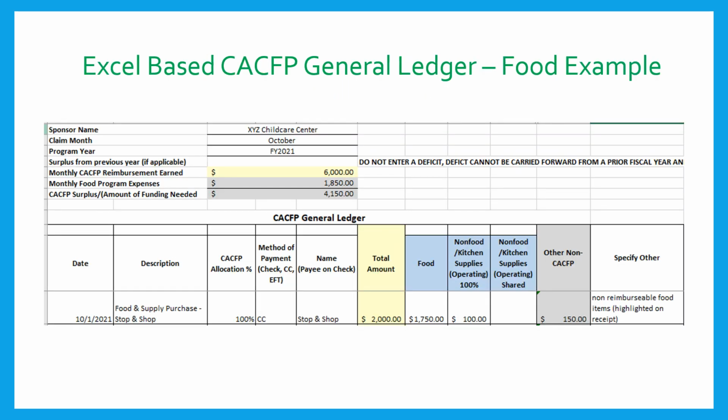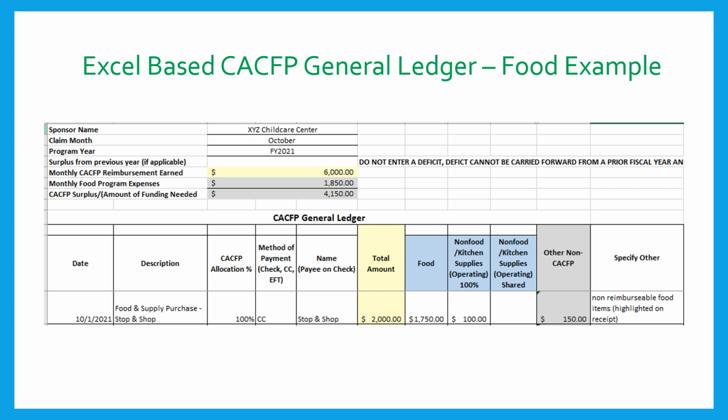On this slide, we have an example of how to enter in a food and non-food supply purchase. Note, we've hidden some columns within the worksheet to show only the applicable columns for this example. For purposes of this example, let's say you went to Stop and Shop, purchased food, CACFP non-food supplies, and some other non-reimbursable food items. Enter the date per the receipt and a brief description. Enter the CACFP allocation percentage, which must tie back to your budget.